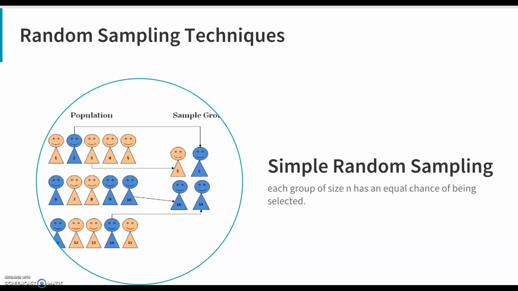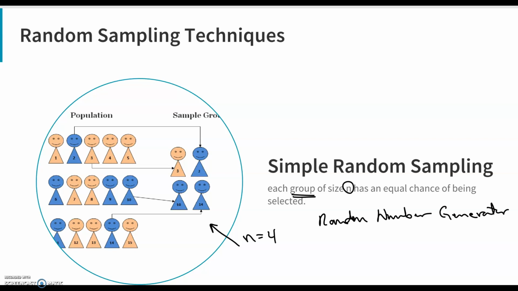Okay, simple random sampling, each group of size n, so you choose how big the group is. Here they chose n to be 4. So each group of size n has an equal chance of being selected. Okay, so here's my population right here, and they're going to randomly choose 4 people. So notice how they numbered everybody from 1 up to 15. So what they did was used a random number generator, which you can Google. There'll be a ton of them.